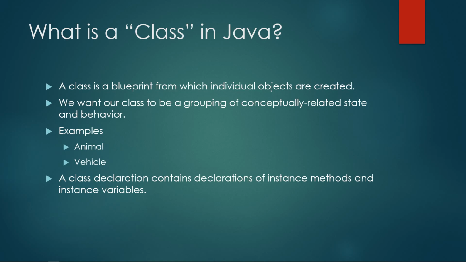So as you can see, similar behavior. Then if you look at vehicle, vehicle has also similar behaviors, like for example accelerating, braking or stopping, and so on. So as you can see, these two examples satisfy the definition of a class. Now let's move on and take a look at instance variables.